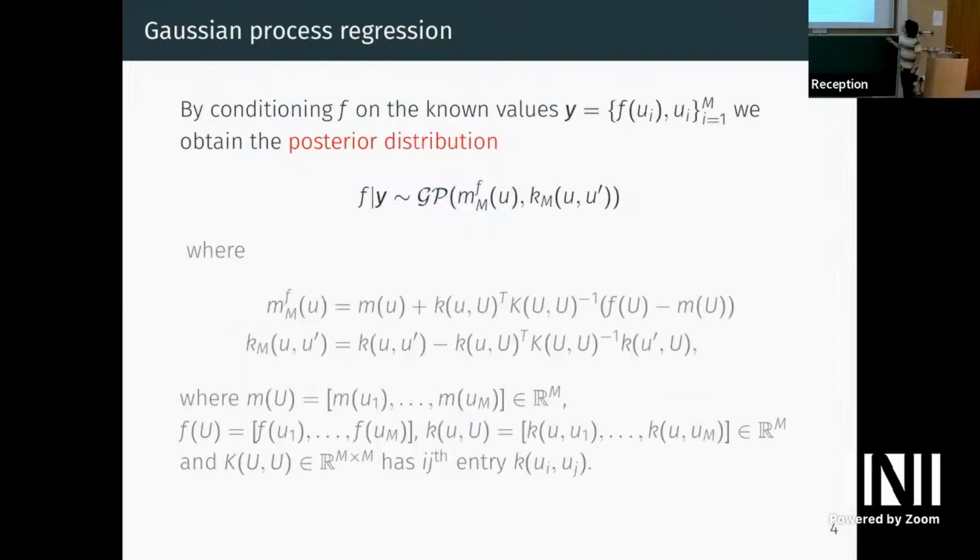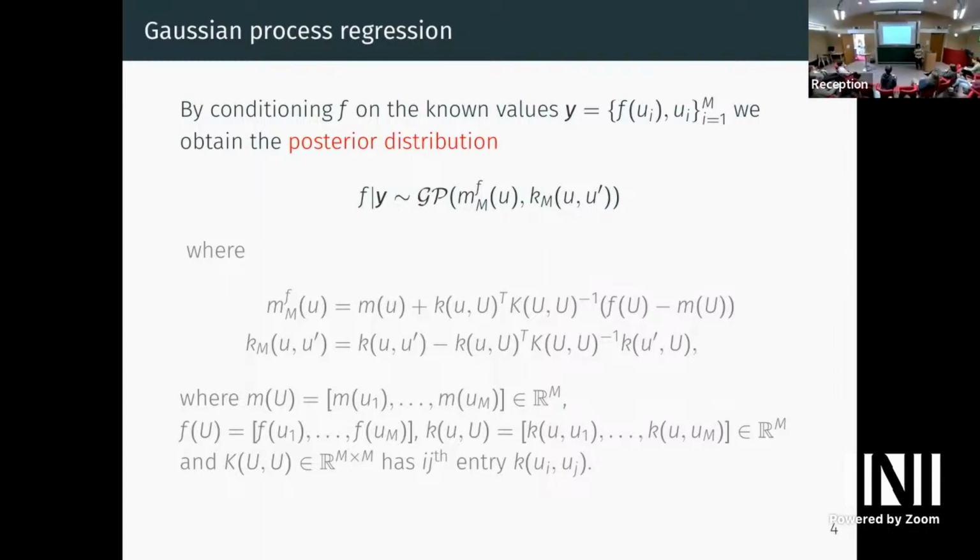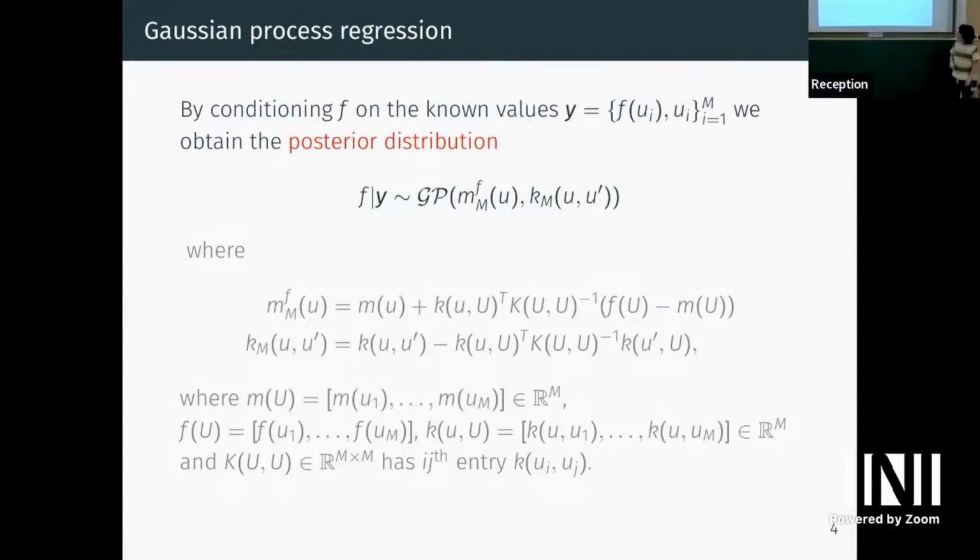So what we want to do is take this Gaussian process and condition the function f on these known values y to get a posterior, which is also a Gaussian process. The advantage of the Gaussian process is you can do these updates and you still have a Gaussian process at the end. We can find explicitly what the posterior mean and the posterior covariance are. I don't think we need to worry too much about that here.